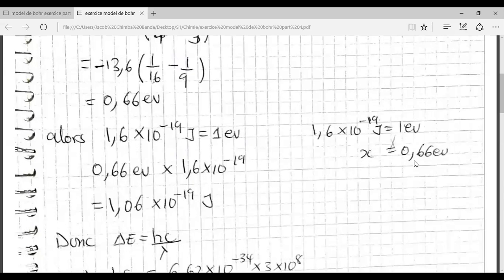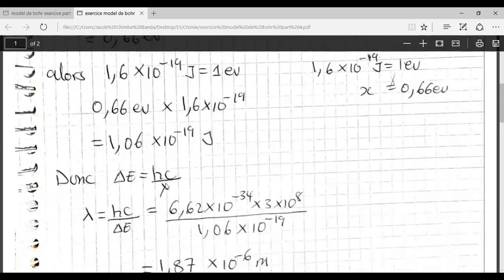Then X is equal to 0.66 electron volts. Then it will be just multiplication: 0.66 electron volts times 1.6 times 10 to the negative 19, which will give us 1.06 times 10 to the negative 19 joules. So you have found your energy in joules. This was the smallest energy.